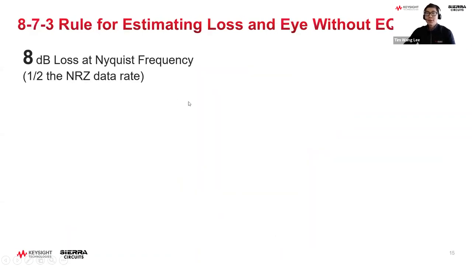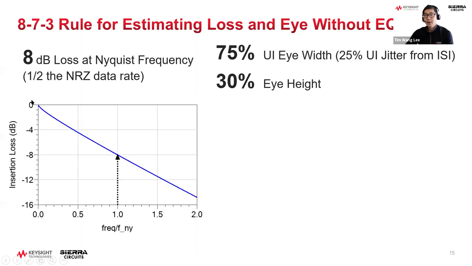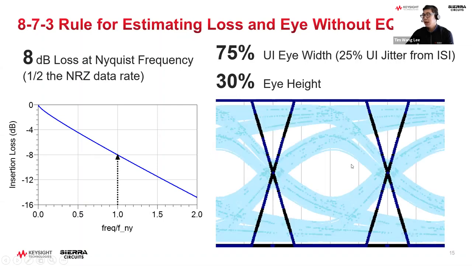The A73 rule says that if you have 8 dB of loss at Nyquist frequency, which is half the NRZ data rate, you can approximately get 75% of UI, meaning a 25% UI jitter from ISI, inter-symbol interference, and 30% eye height. How does it look? If you have S21 insertion loss looking like that, and this is the Nyquist frequency at minus 8 dB of loss, then out comes the eye that's going to look something like this: 75% of eye width and 30% of eye height.